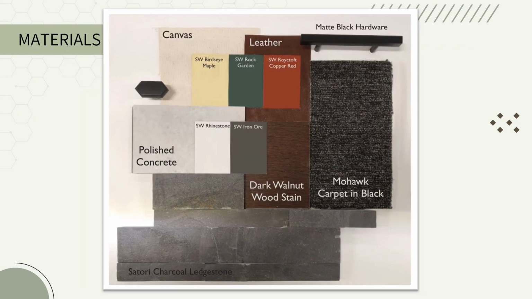I then created a materials board. This is a physical materials board that the church was given. I wanted to pick materials that worked well together, but also made the space look modern and clean, keeping with those three colors and polished concrete, dark wood, a dark carpet, and keeping it just very neutral.